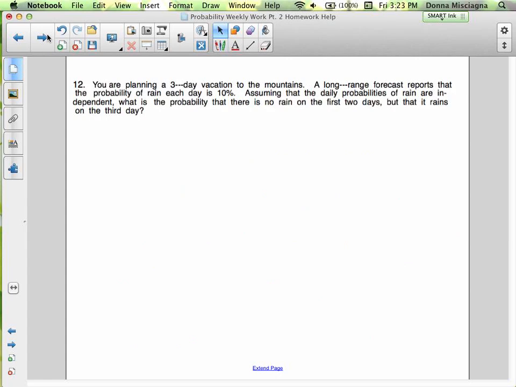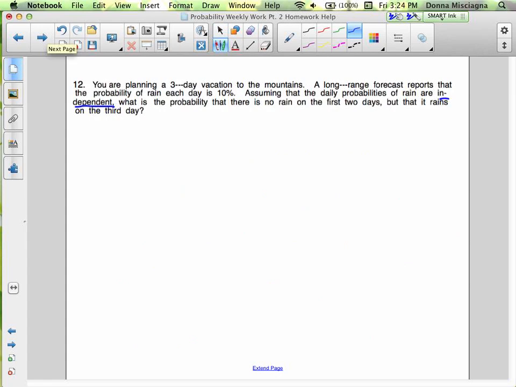All right, 12, you're planning a 3-day vacation to the mountains. Don't know why there's some dashes in there. Don't know why there's dashes there either, but a long-range forecast reports the probability of rain each day is 10%, assuming that the daily probabilities of rain are independent. Remember from the last video, that means raining on one day does not cause it to rain on the next.